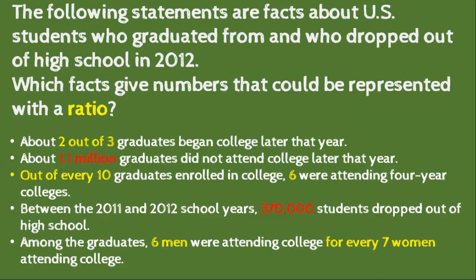Among the graduates, 6 men were attending college for every 7 women attending college. Again, 6 men for every 7 women is very specific, and it does give us a comparison between 2 parts in a whole. So this, again, is also a ratio.